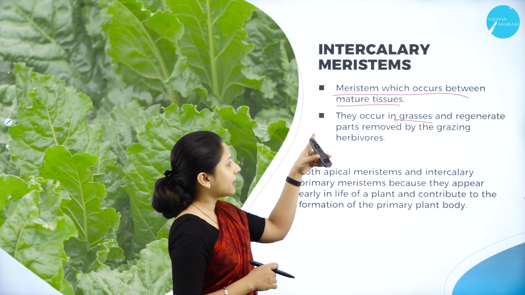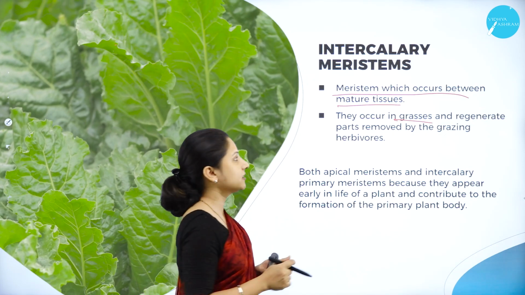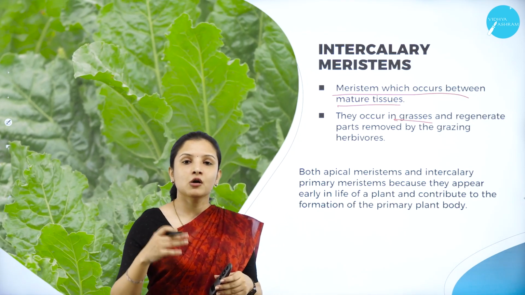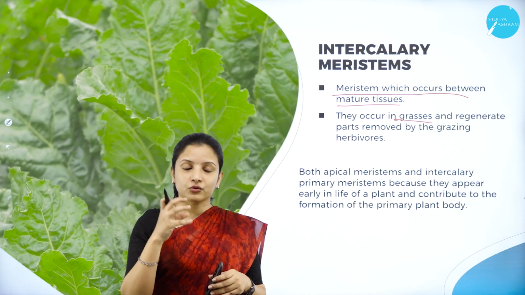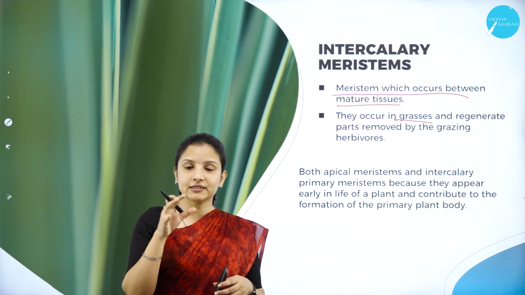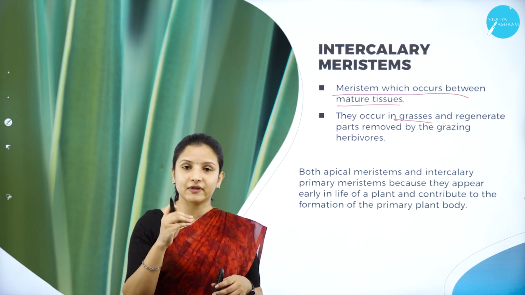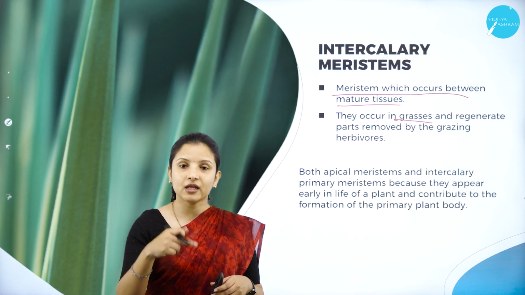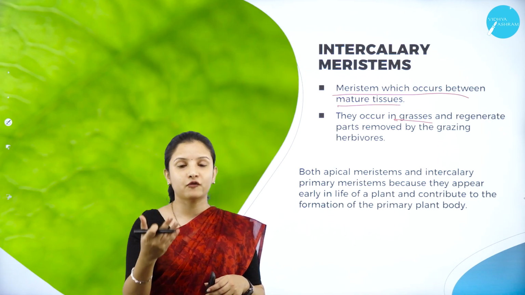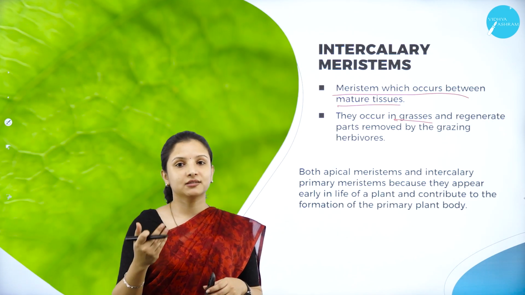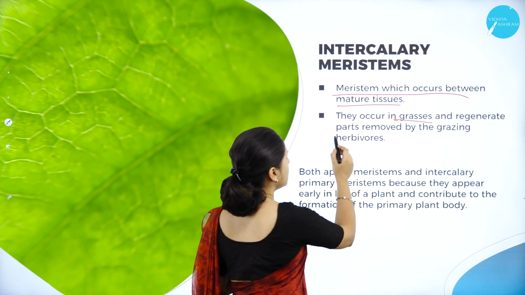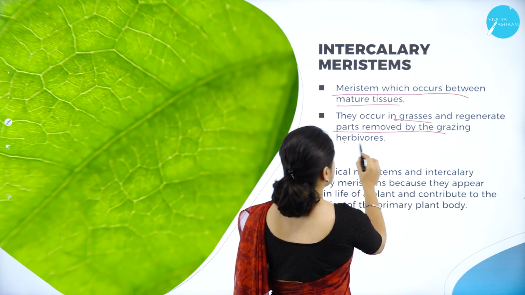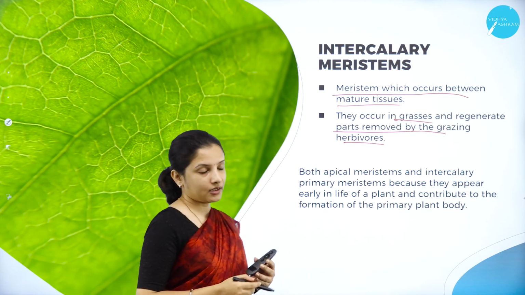So therefore, they occur in grasses and they help in the regeneration of the parts. Whatever part is lost, those intercalary meristems present in between the mature tissues will again start to divide and form new cells. Those new cells will form a tissue, and again the grasses will regenerate. So that is how it will regenerate. So this is the function of the intercalary meristem.